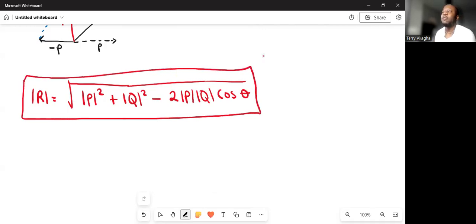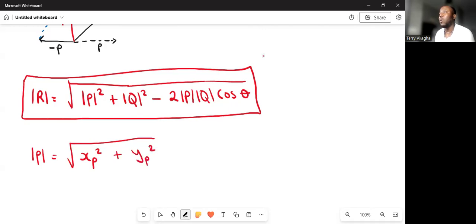Then how do you find the magnitude of P? Exactly the same thing we talked about earlier. It's going to be equal to the square root of the X component of P squared plus the Y component of P, what? Squared.